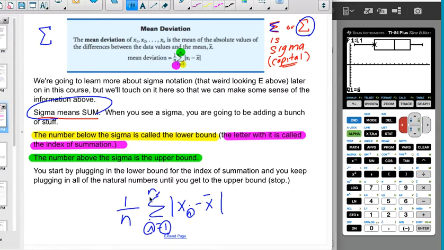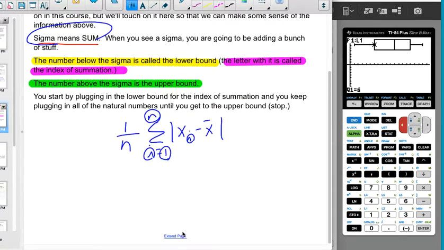Where we stop is at this upper bound of n, which in the problem is going to be a number. Now, eventually you'll get to math where it's going to keep being an n, and you're going to have to deal with that. But in all the problems you're going to see now, it's just a number. It's going to be a 3 or a 5. So what this is basically saying is, if we were to write this out, let me just show you what this would look like.